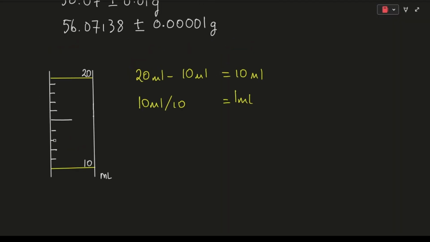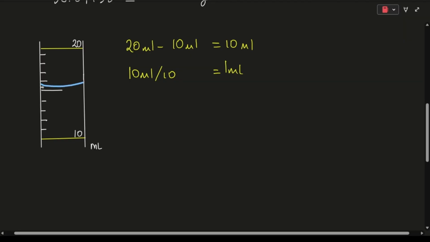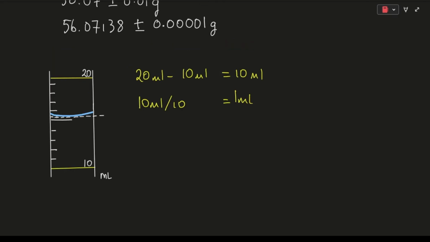So the smallest increment on this measuring device is 1 milliliter. Now, what reading are we going to have for this? We're going to take our reading from the bottom of the meniscus, which lies somewhere between 15 milliliters and 16 milliliters, but closer to the 15 than to the 16 milliliter mark.